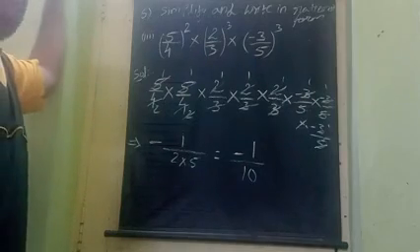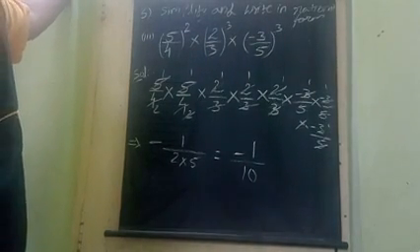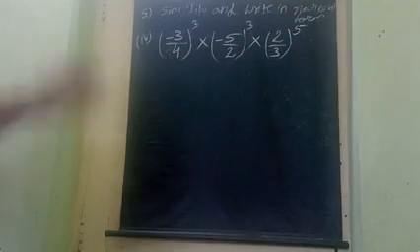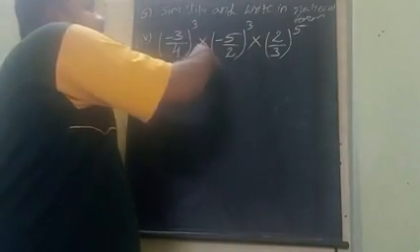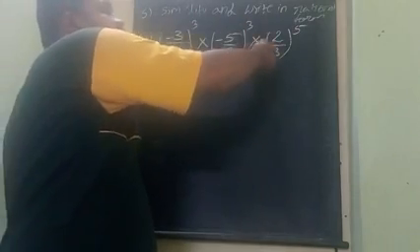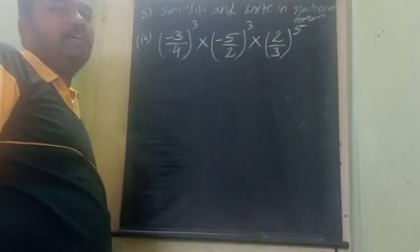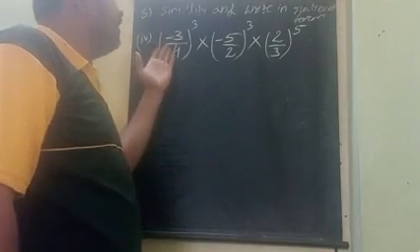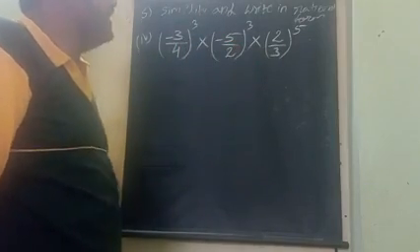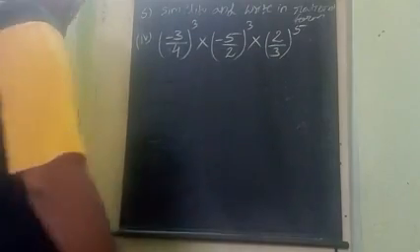Here is our next sum. The given sum is (-3/4)^3 × (-5/2)^3 × (2/3)^5. First of all, we have to check in this exponent chapter whether the bases are the same or not. Check the bases: 3/4, 5/2, 2/3. The bases are not the same. If the bases are not the same, we have to expand the form.